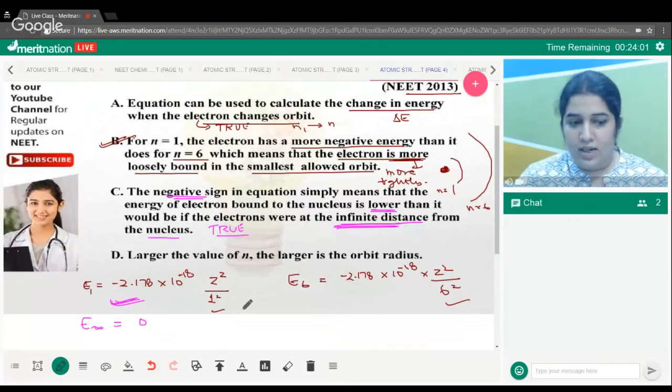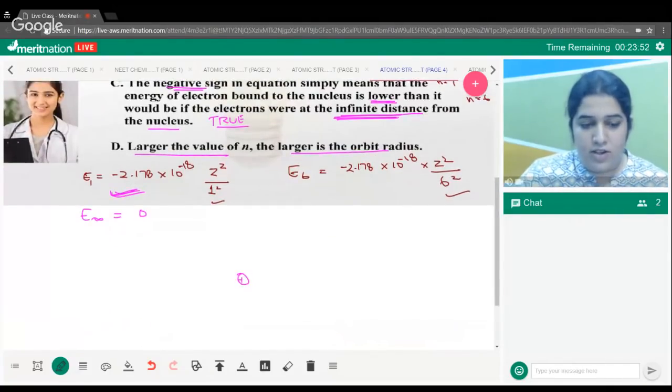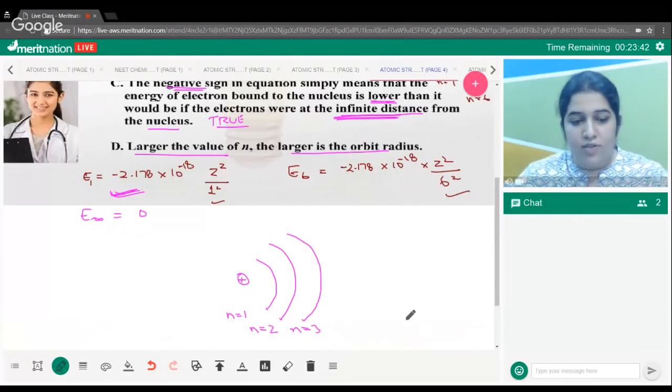Let's look at the last option that's given to us. Larger the value of n, larger is the orbit radius. So this is very much clear, I suppose. If this is my nucleus, this is n equal to 1, n equal to 2, n equal to 3. As the value of n, the principal quantum number, or here the orbit number, is increasing, the radius is increasing.